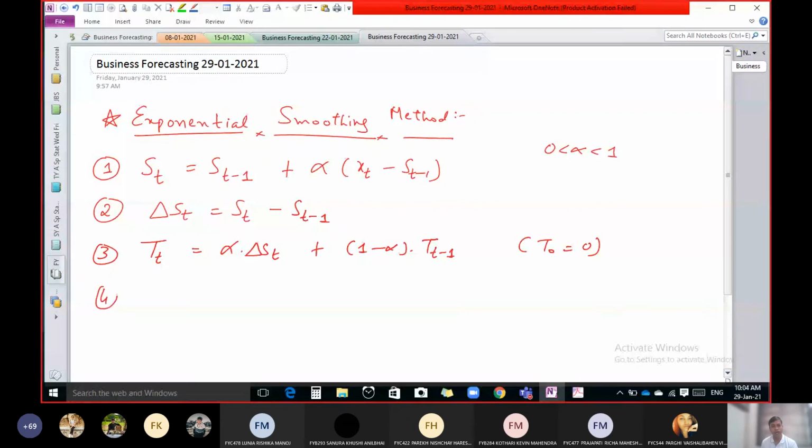And the fourth and last formula is the estimated value at time t. The formula is St plus 1 minus alpha upon alpha into T. This is the formula. So these four formulas you have to learn in this particular method.